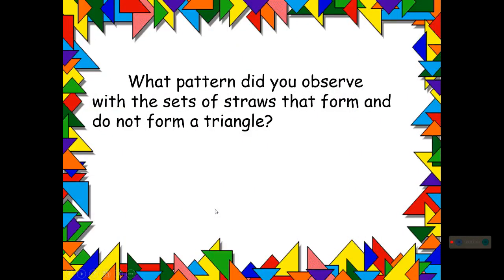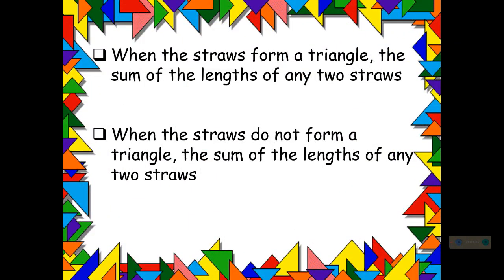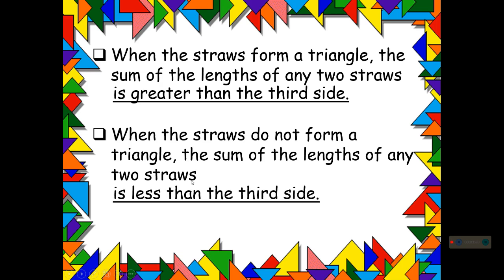What pattern did you observe with the sets of straws that form and do not form a triangle? Can you recall? When the straws form a triangle, the sum of the lengths of any two straws is greater than the third side. While for the other statement, when the straws do not form a triangle, the sum of the lengths of any two straws is less than the third side.